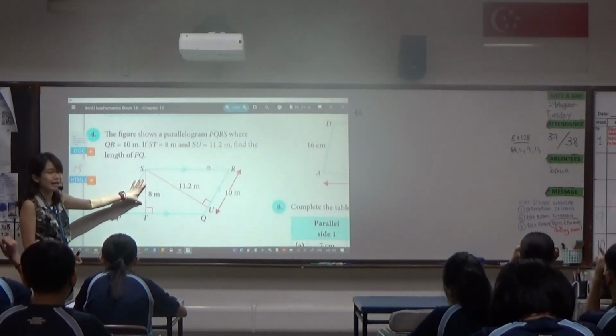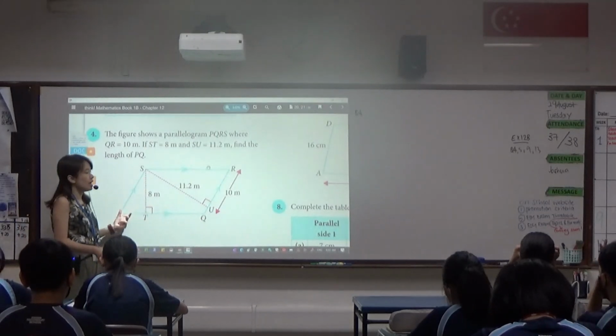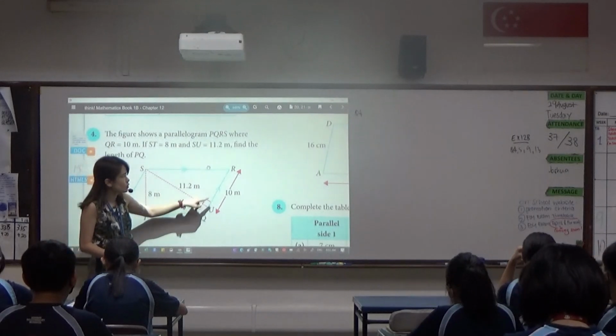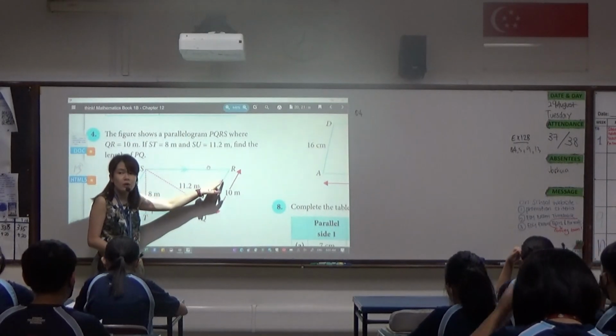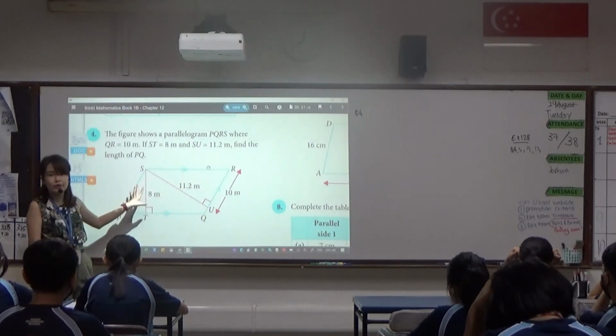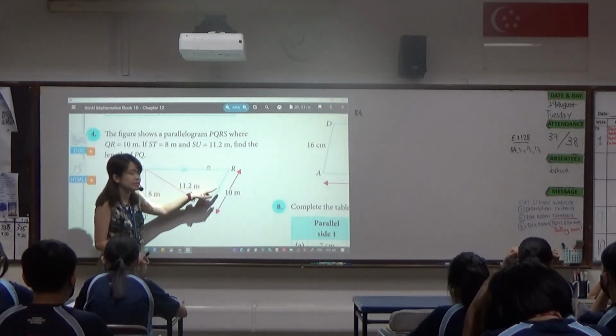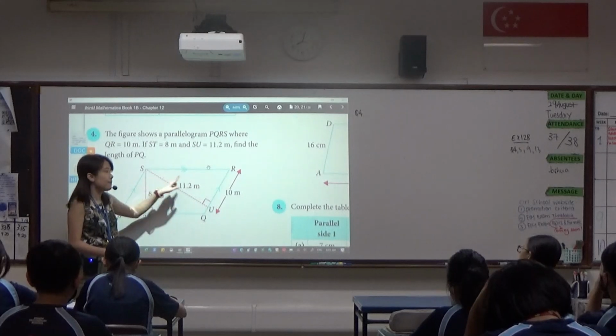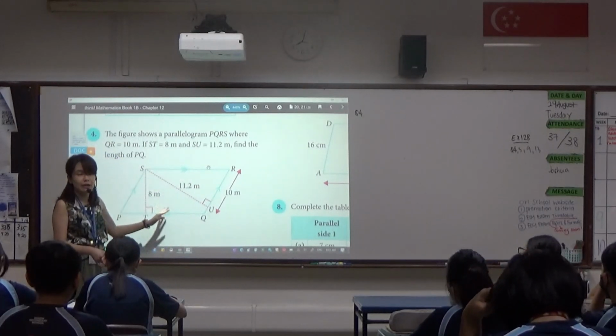Over here that is perpendicular to PQ, and then we're also given the height SU over here that is perpendicular to QR. Okay, so I know that this is a parallelogram. If I were to take 10 meters as my base and 11.2 meters as my height, base times height will give me the area of the parallelogram.